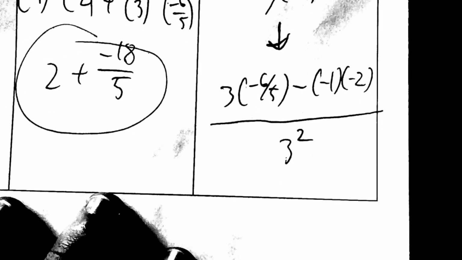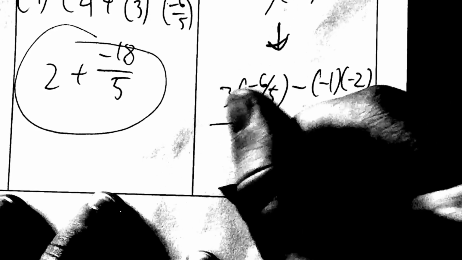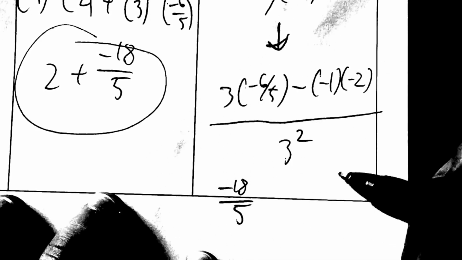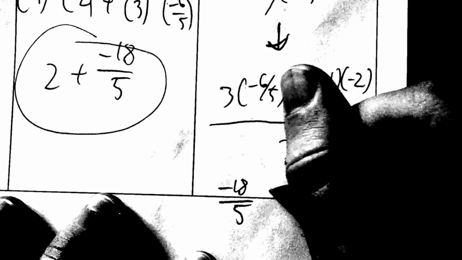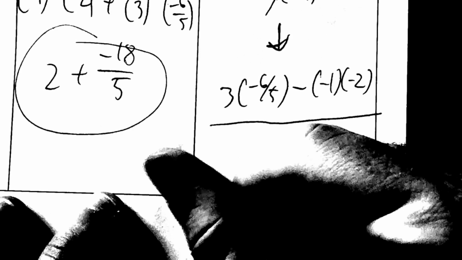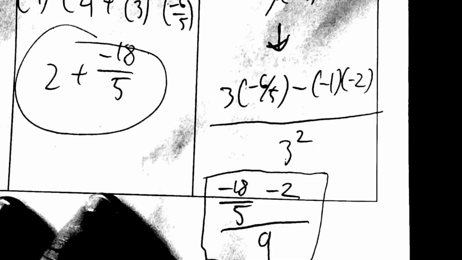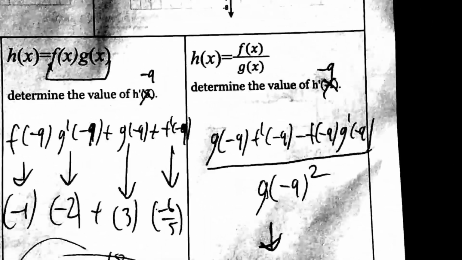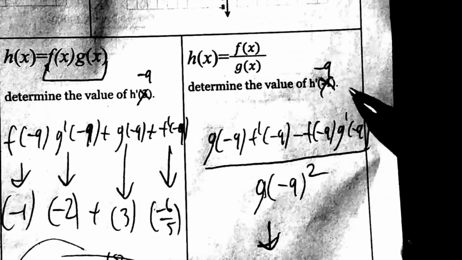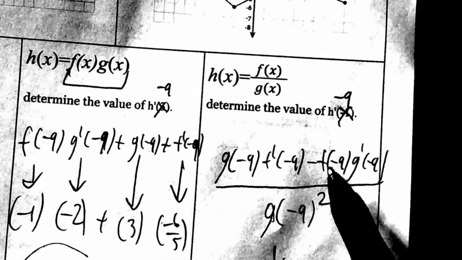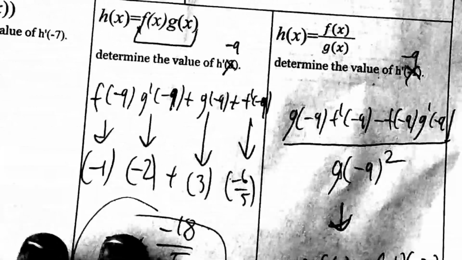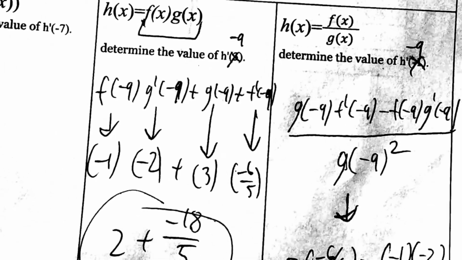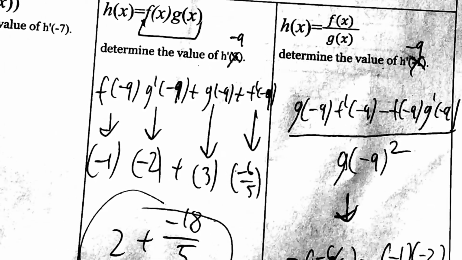So this is going to come out not super clean. And so it's going to be negative 18 over 5 minus 2 over 9. So again, not the cleanest of answers, but you get the idea. You go find these values at negative 9. So g of negative 9, f of negative 9, the derivatives of these points from here. And then you plug them in. And there's practice for you on this one too, if you need it. And that is the practice test.